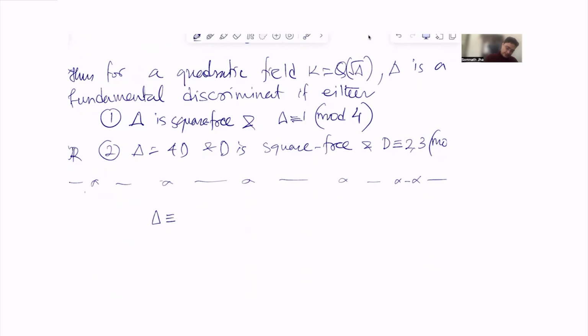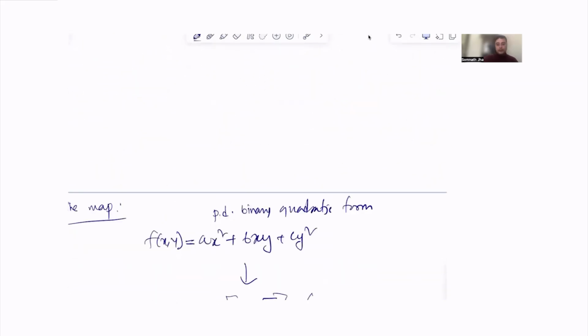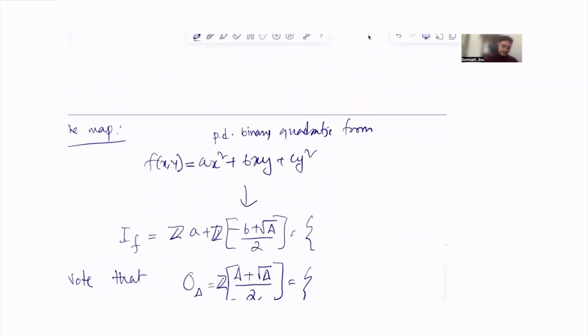In this case, also recall that the ring of integers of Q(√Δ) can be written as Z[(Δ+√Δ)/2]. It's one of the exercises I had given earlier, if you recall. So check your notes. Again, what do I want to see here?